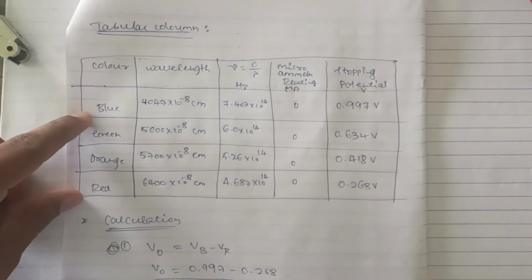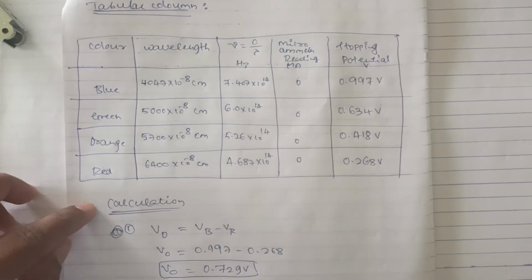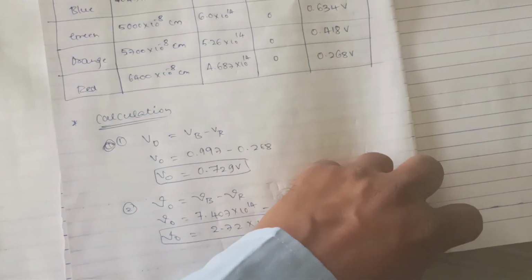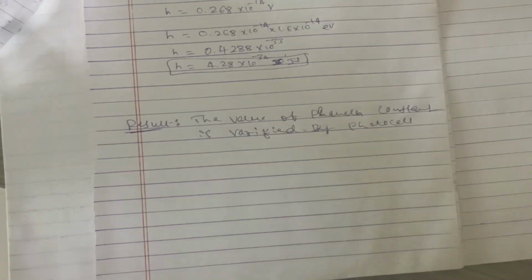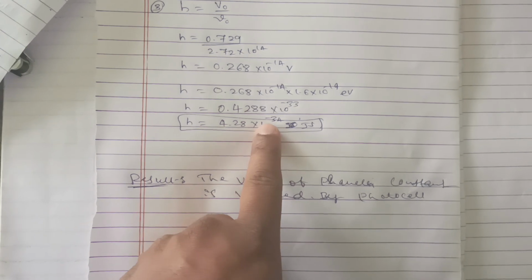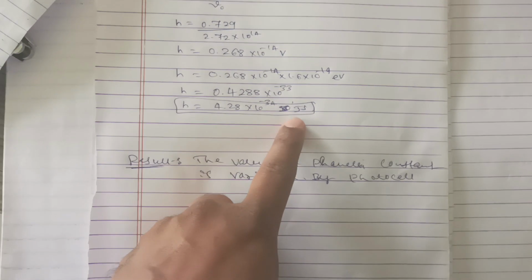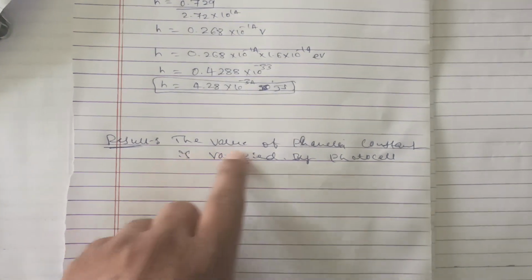In this experiment, the first color is blue, then green, orange and red, and this is the calculation part. Finally, after calculating, we get this type of result: Planck constant is 6.62 into 10 raised to minus 34 joule second. Now see, this is the result, Planck constant is verified.